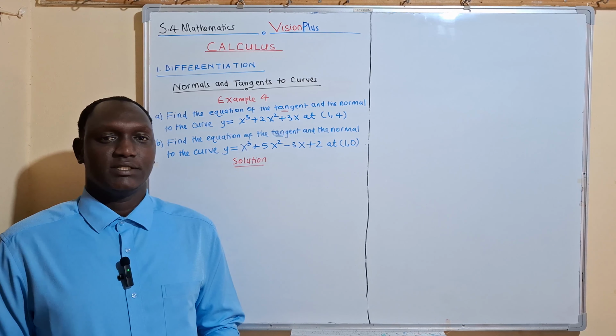We are looking at normals and tangents to curves. Example 4 says, find the equation of the tangent and the normal to the curve y equals x cubed plus 2x squared plus 3x at the point (1, 4). So let us start with the equation of the tangent.